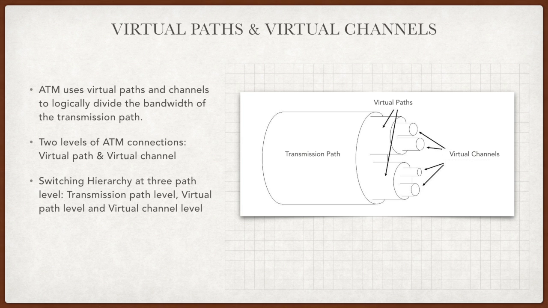As for virtual channels, the bandwidth of virtual paths is logically divided into separate virtual channels using a virtual channel identifier in the ATM header. Unlike virtual paths, virtual channels share bandwidth dynamically within a virtual path.